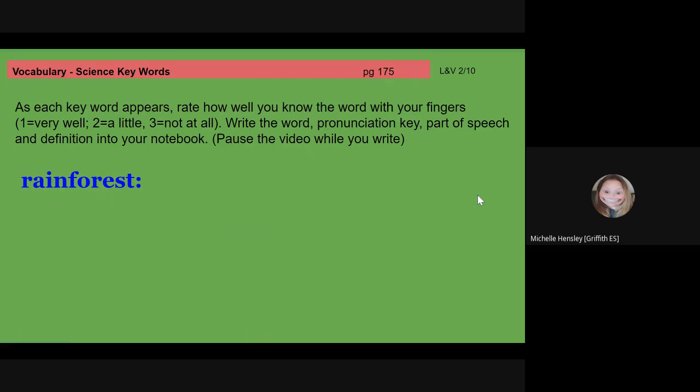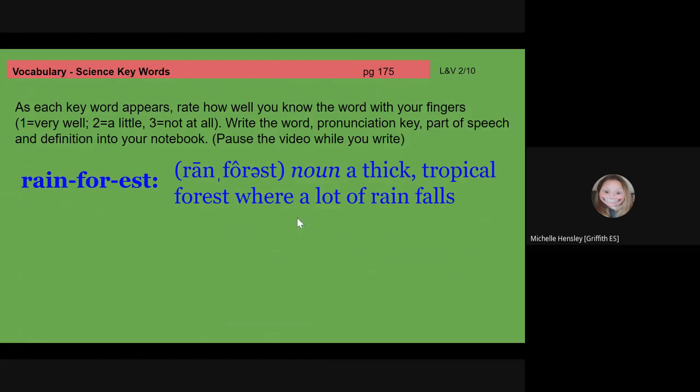Our third word today, rainforest. How well do you know rainforest? Certainly not something that we have in the area in Las Vegas. Rainforest. Write it down and give yourself a rating. Rainforest, 3 syllables. Rainforest is a noun, and it means a thick tropical forest where a lot of rain falls. Okay? A thick tropical forest where a lot of rain falls. That's a rainforest.